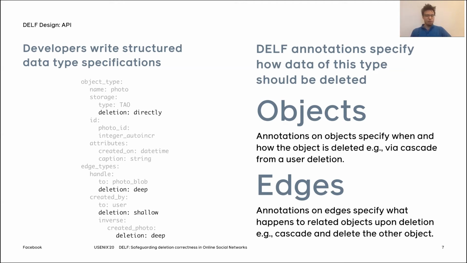So for example, in this specification, when the photo object is deleted, the associated blob, binary large object, in the blob store should also be deleted. And hence the edge from the photo to the blob is marked as deep, which means cascade and delete. There's also an edge from the photo to the user who created that photo. And that edge is marked as shallow, because when you're deleting a photo, you don't want to cascade and delete the creating user.